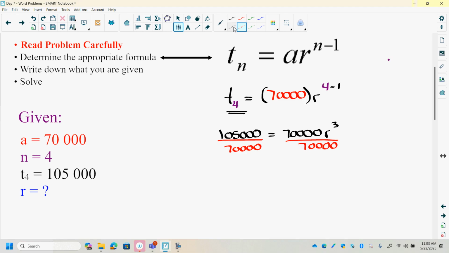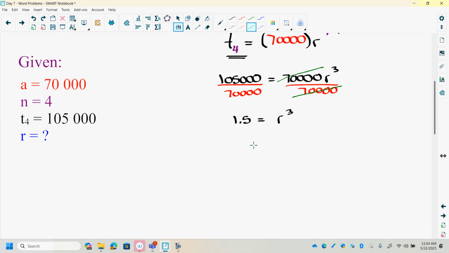105,000 divided by 70,000 is 1.5. And over here, I'd have R cubed. This 70,000 divided by 70,000 will be a 1. 1 times R cubed. Now, if I wanted R by itself, what would I do to the 1.5? Take the cubed root of it.